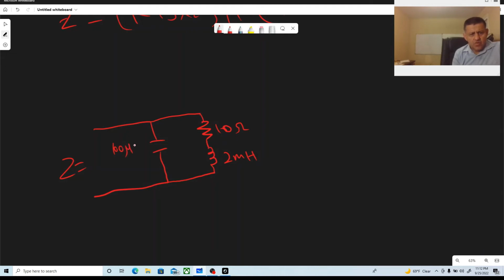Micro is like this with a mu. It's called a mu, which is nothing but 10 to the minus 6, and this is farads. So we have a 10 microfarad capacitor, and we have this resistor, and we have this millihenry. The capacitor values are usually smaller, right?